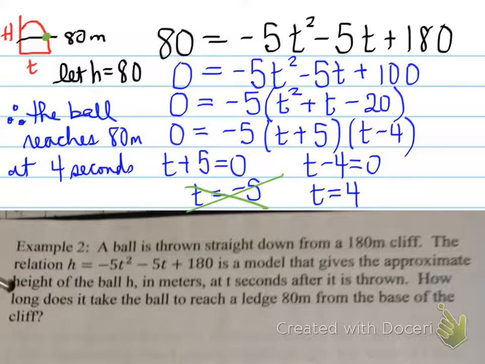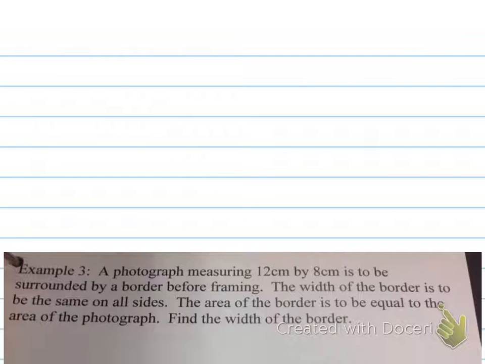All right, moving forwards. Example 3. A photograph measuring 12 centimeters by 8 centimeters is to be surrounded by a border before framing. The width of the border is to be the same on all sides. The area of the border is to be equal to the area of the photograph. Find the width of the border.